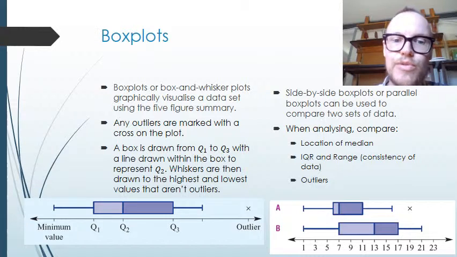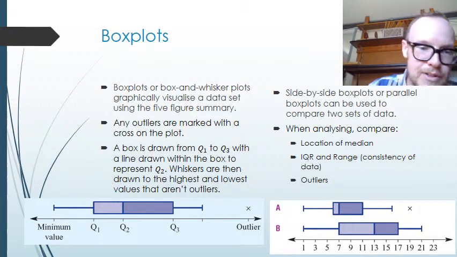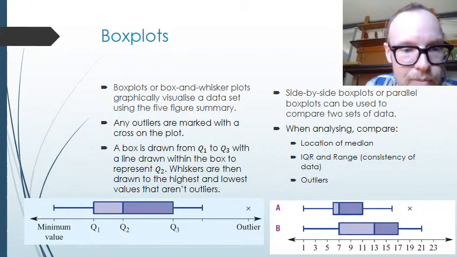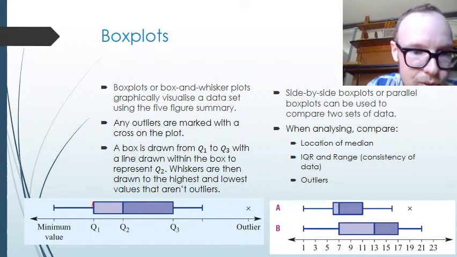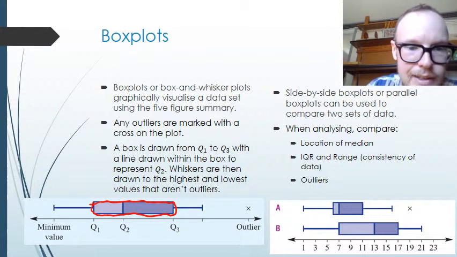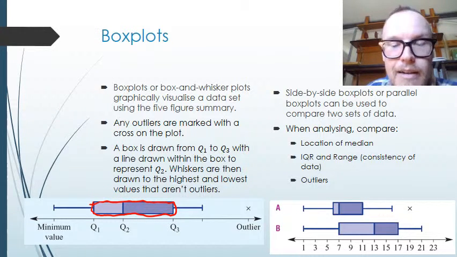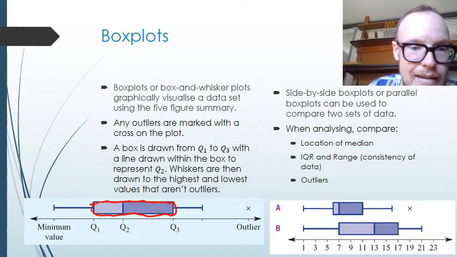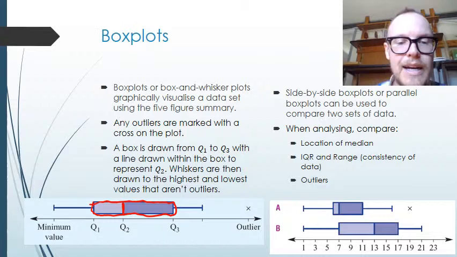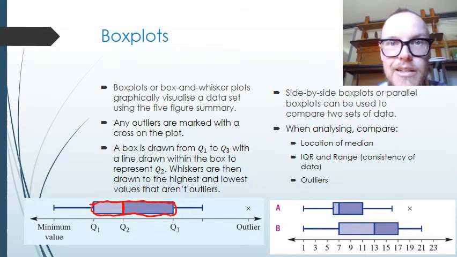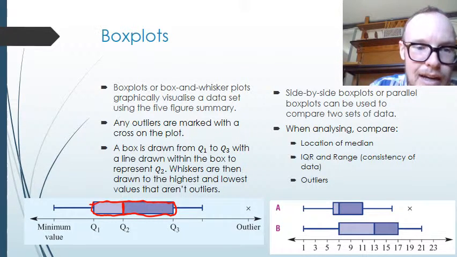The box is drawn from Q1 to Q3. So here we have our box here. We draw a box around Q1 to Q3 like that. We mark Q2, our median, as a line in the middle of that box, and then whiskers go to the highest and lowest values that aren't outliers.